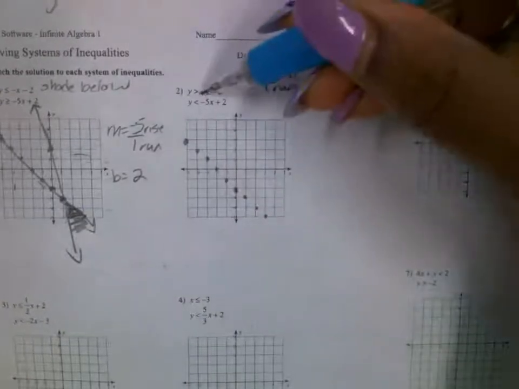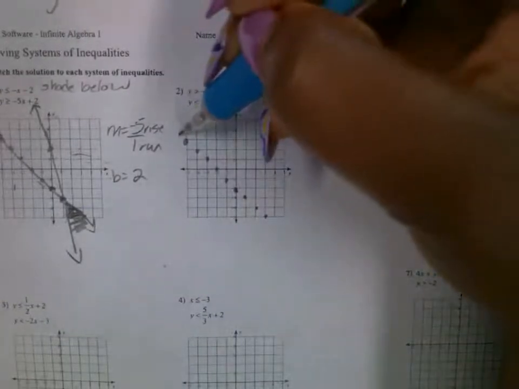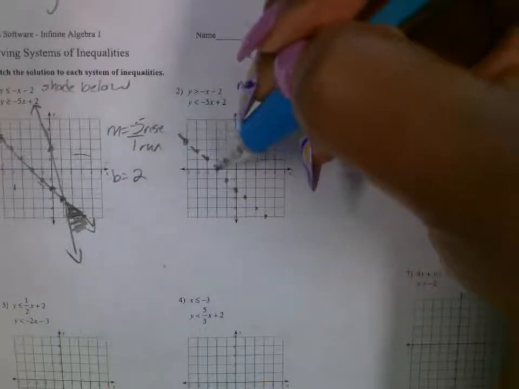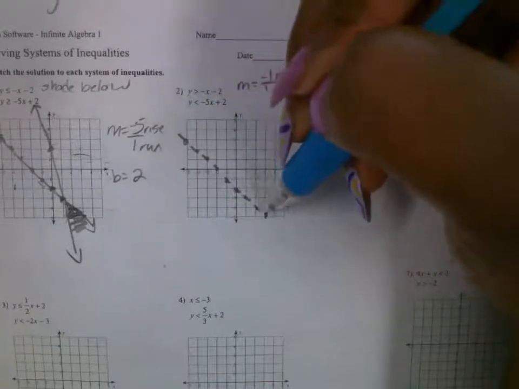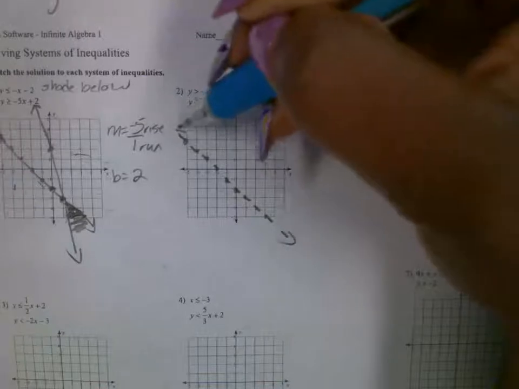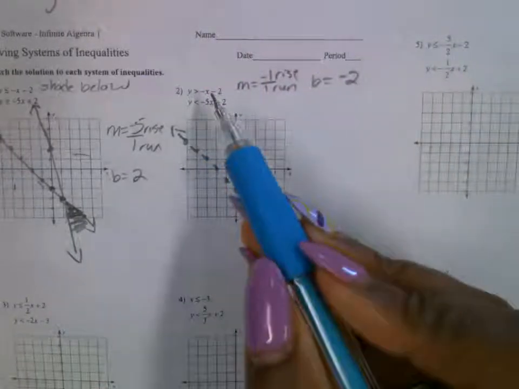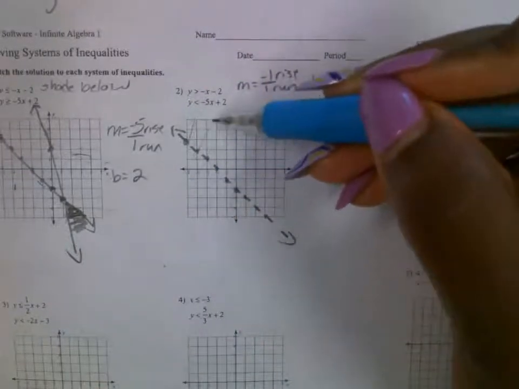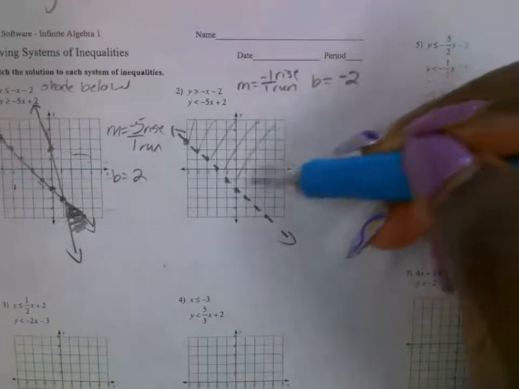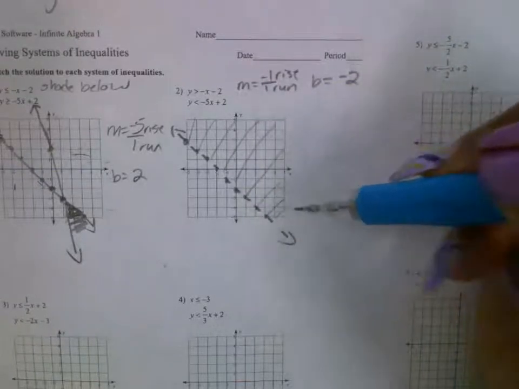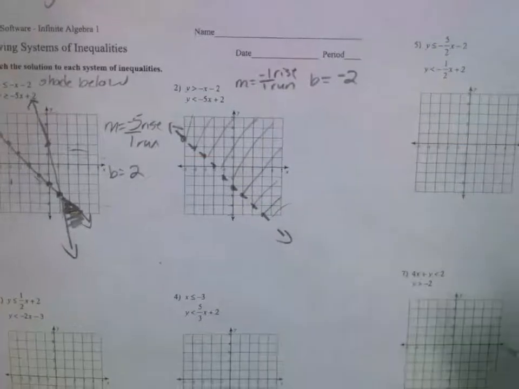Now, this is a dash line because this is greater than. So let's do a dash line. And this is greater than, so I'm shading above. And I'm just going to do lines that's going above. Okay? It's easy to erase.